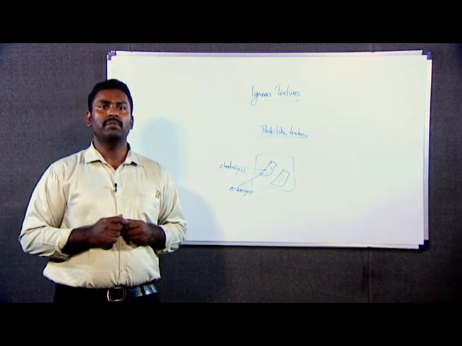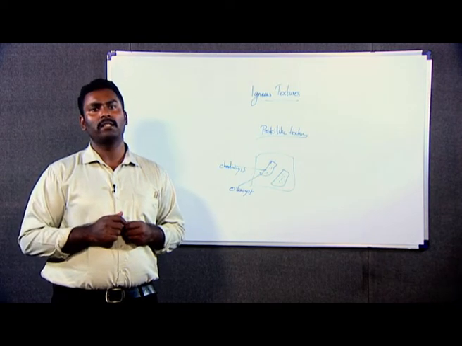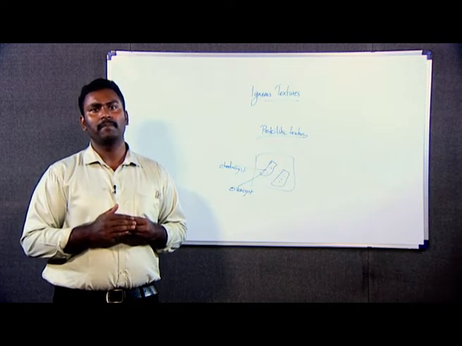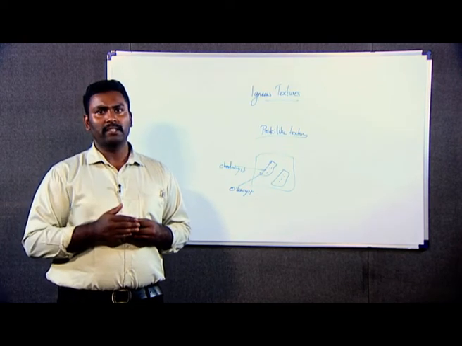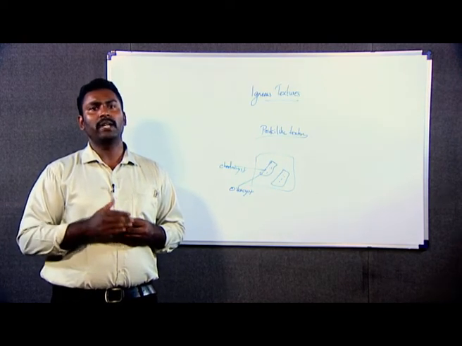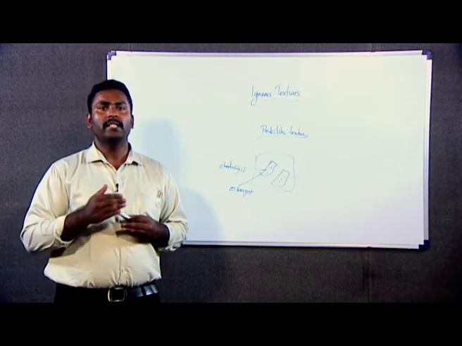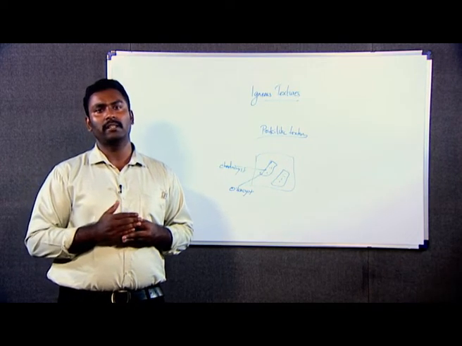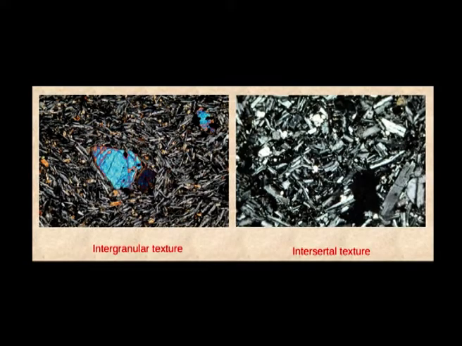Intergranular texture is a type of interstitial texture in which, when the plagioclase laths are arranged in a polygonal manner, there will be interstitial spaces. If these interstitial spaces are filled with olivine and pyroxene crystals, then that texture is known as intergranular texture. And if those interstitial spaces are filled with glassy material, then the texture is termed intersertal texture. So, the figure shows the intergranular texture and the intersertal texture.